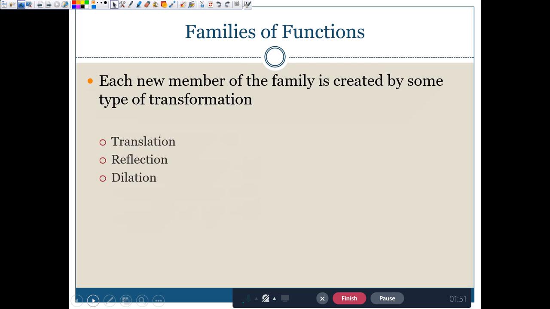So we are going to take that parent function and create a new family member, basically. We're going to create a new function with a type of transformation. There are three types of transformations we're going to focus on. The first one is translation. Translation is either shifting left or right, or up or down. Reflection, where we're reflecting over the x-axis or the y-axis. Or a dilation. A dilation is either stretching, making it wider, or compressing, making it thinner.